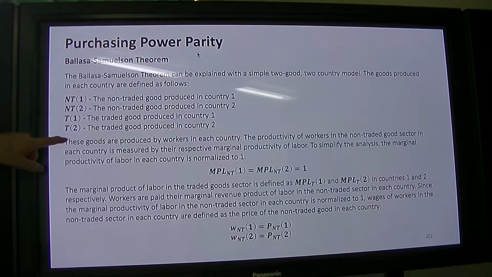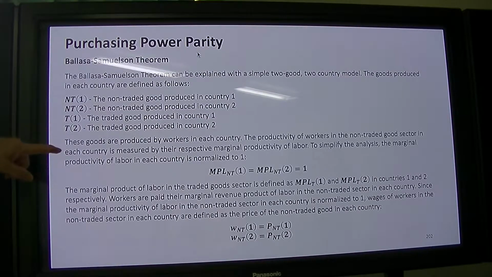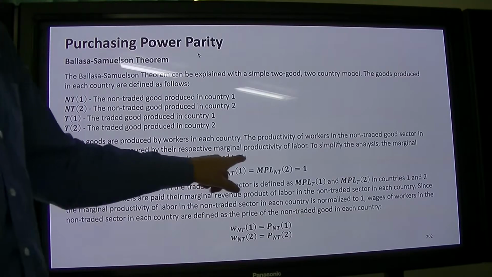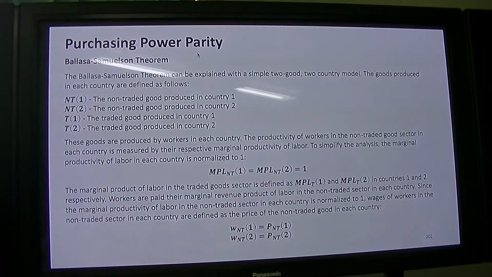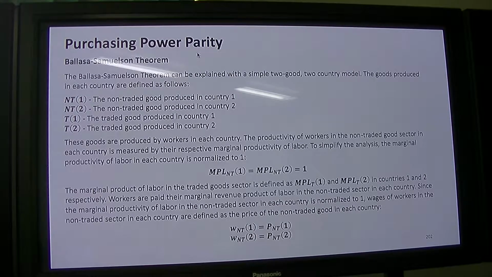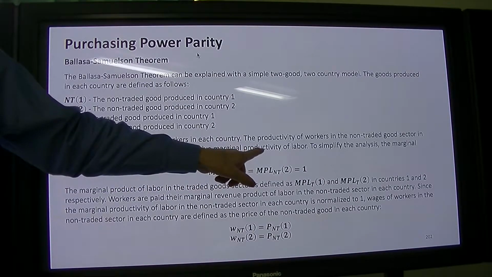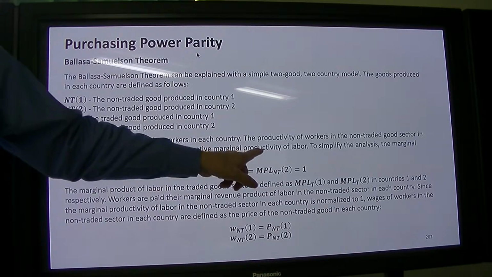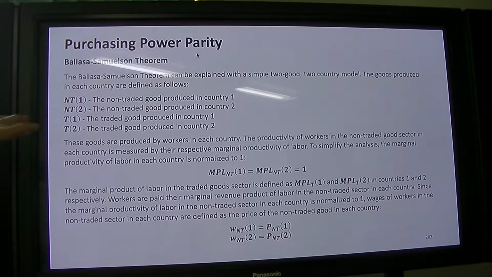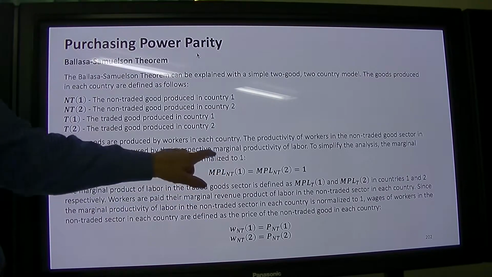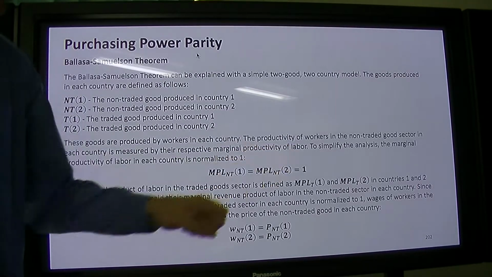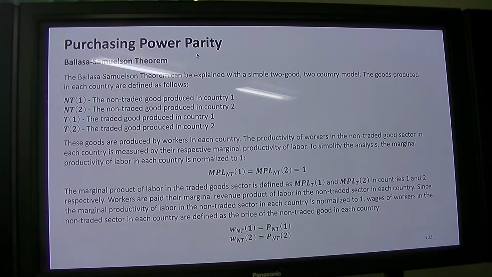Let's say that the goods are produced by workers in each country, and that the productivity of workers in the non-traded goods sector in each is measured by their relative marginal productivity of labor. If you look at the notes that I sent you from microeconomics, I talk about the marginal productivity of labor. Have you taken micro yet? Okay. This might be a little bit above your level, but let me try to explain. Marginal productivity of labor means: as you add an additional worker, how much more output does a firm produce?